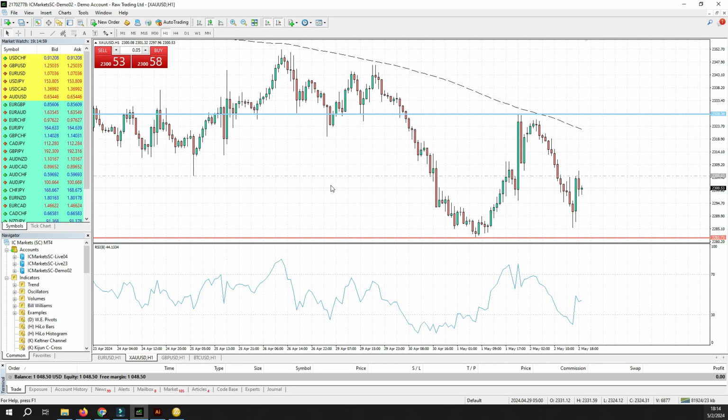Let's go back to the RSI. As you can see, RSI is attached to our chart. There are many ways you can use RSI, but in this presentation I'm just going to explain how I'm using RSI in our strategy.